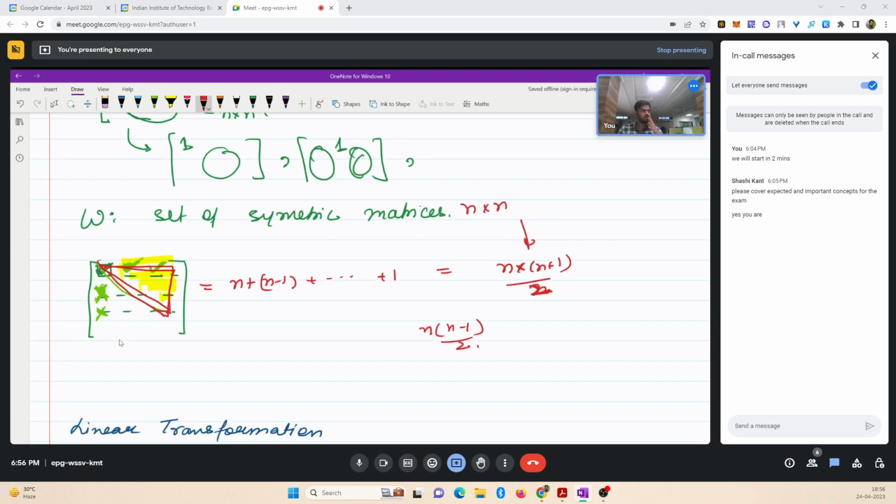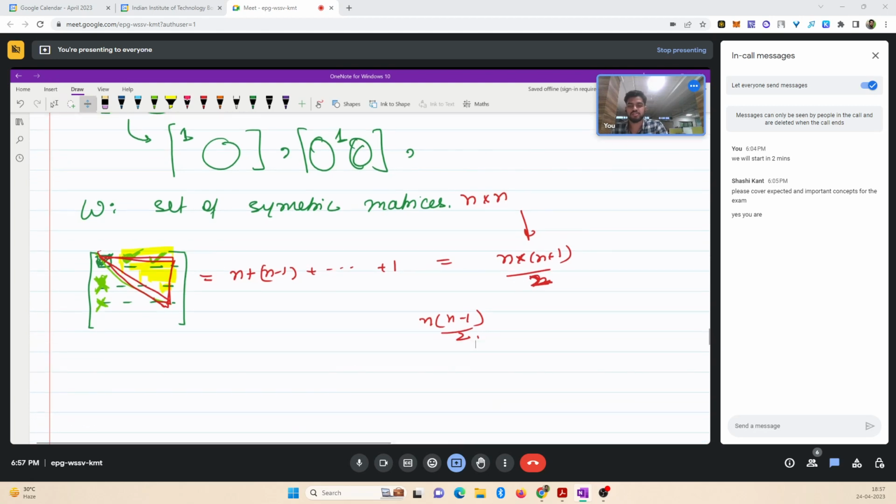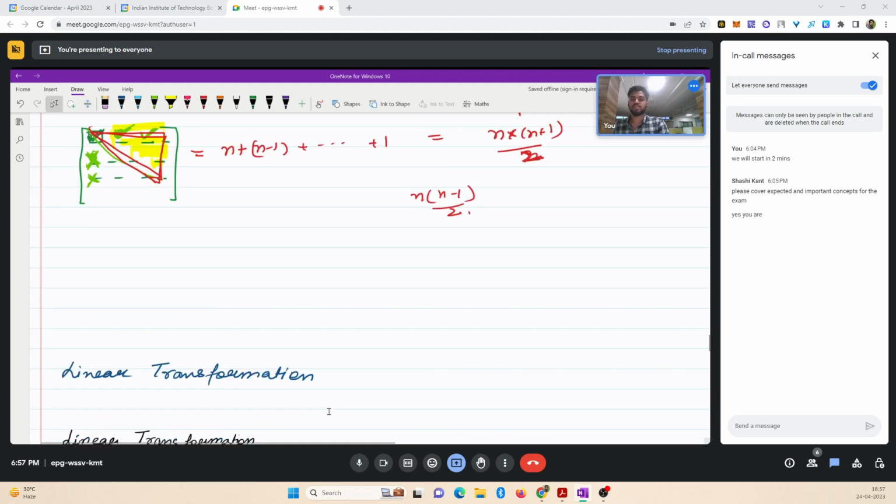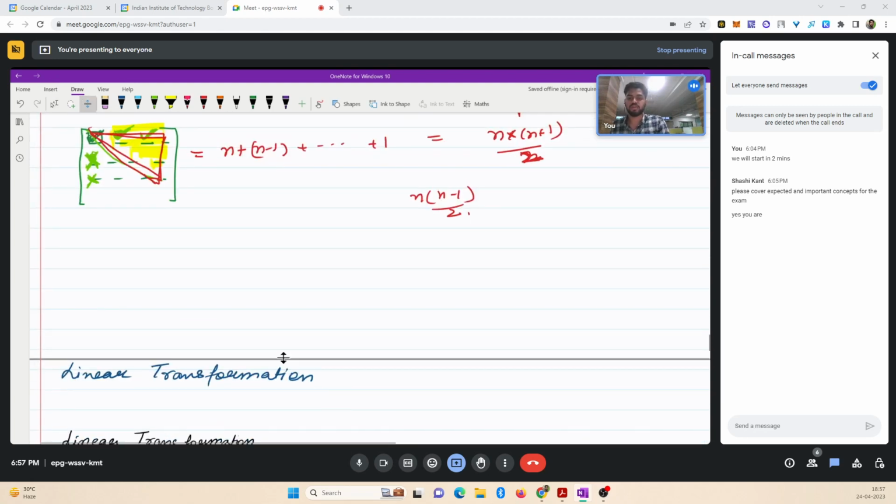So if you are asked to evaluate the dimension of some subspace, then you can use this approach to find the dimension. When I was giving my JAM, I guess there was a question based on this symmetric matrix dimension. That's why this question came to my mind.